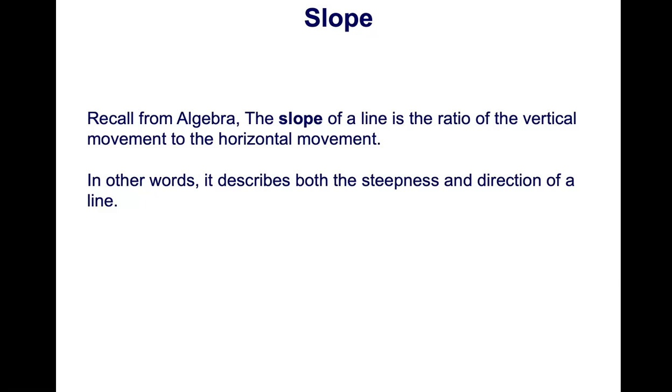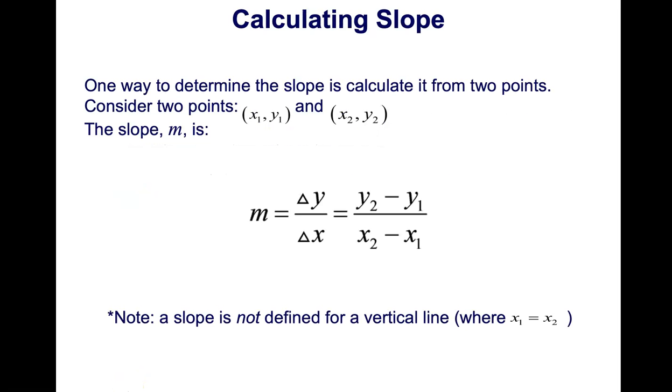Slope means the steepness of a line. Slope is denoted by the symbol m, and we use the formula m equals y2 minus y1 over x2 minus x1. We also call slope the change in y over the change in x. So I have given the definition: the slope of the line is the ratio of the vertical movement to the horizontal movement, and it describes both the steepness and the direction of a line.